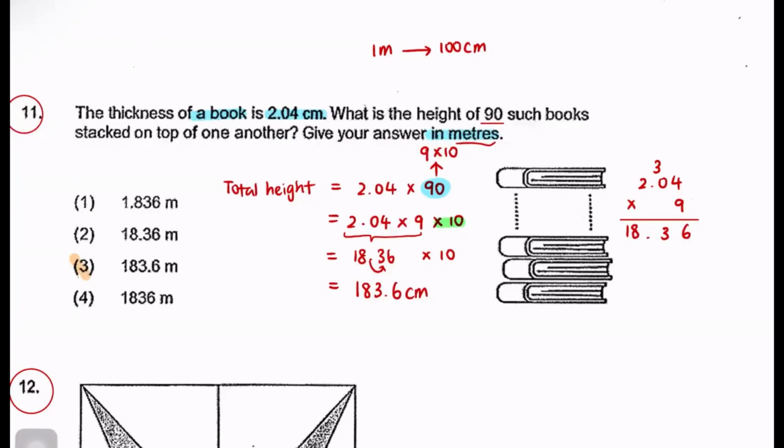When you want to change from meters to cm, what happened? You multiply by 100. But when you have cm, you want to change back to meters, you do the reverse. You divide by 100, okay? Now you have cm. Change back to meters. What do we do? 1.836. Very good. 1.836 meters. You need to divide by 100.